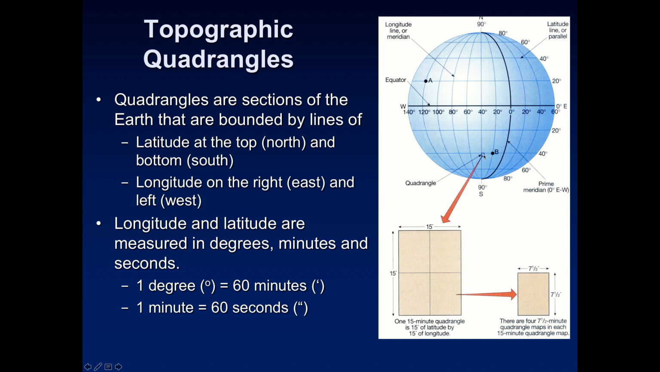Again, just to remind you, in each degree we have 60 minutes, in each minute we have 60 seconds. If you were to take this little section of the Earth and zoom in, you could look at maybe 15 minutes by 15 minutes. Then if you were to zoom in even more, you get a 7.5 minute by 7.5 minute quadrangle map. Most maps that you'll see are actually these 7.5 minute quadrangle maps, which means that they span 7.5 minutes of latitude and 7.5 minutes of longitude.